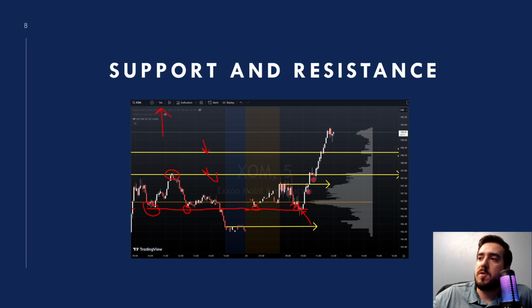Even when it breaks underneath like this, I know this slide's getting a little busy, but even when it breaks underneath support like this, you can see that next green candle right there, it tried to push back up and over, and there was resistance.